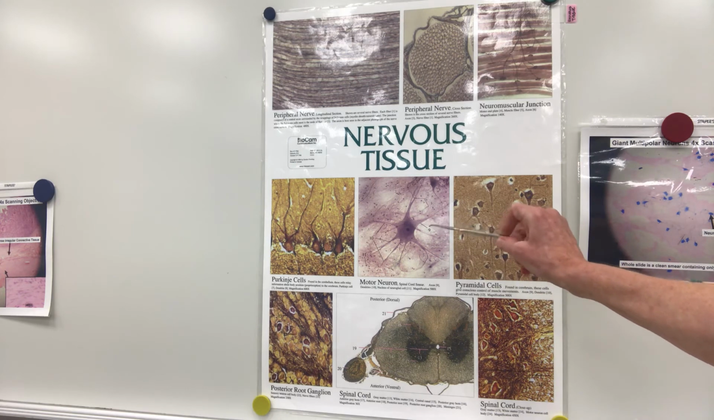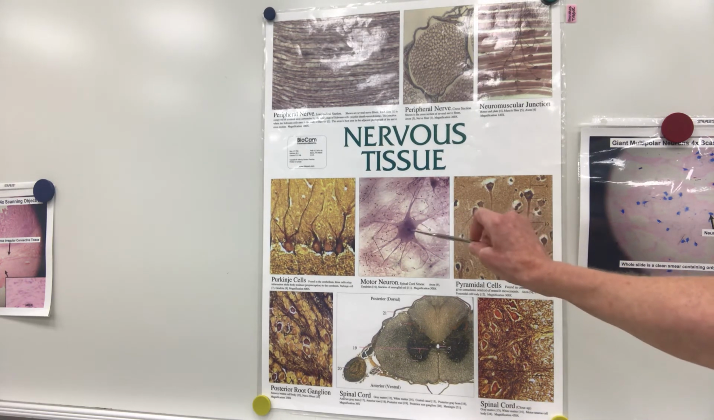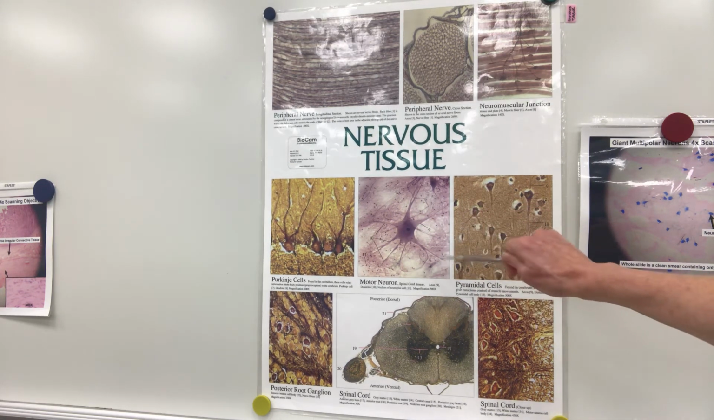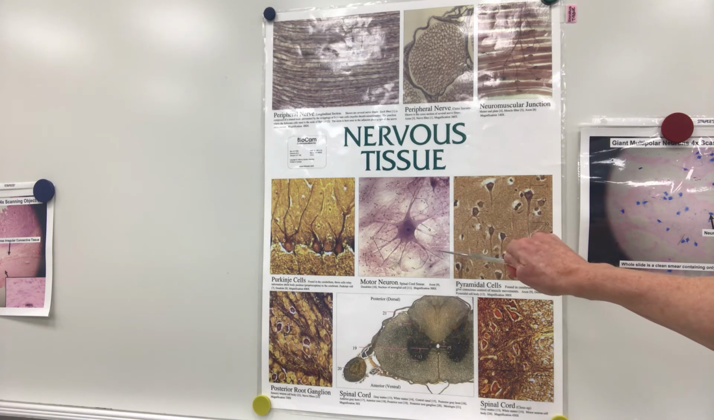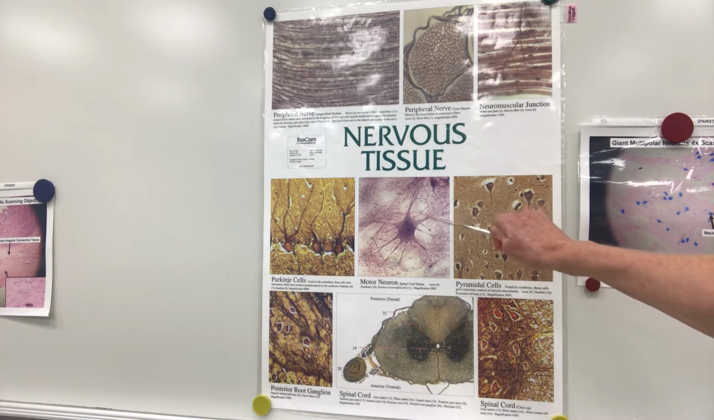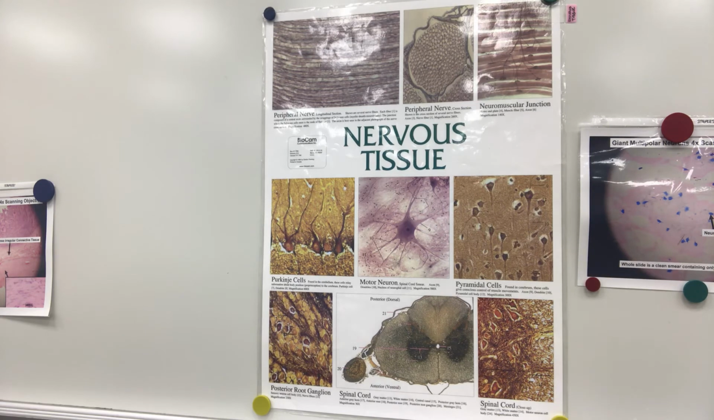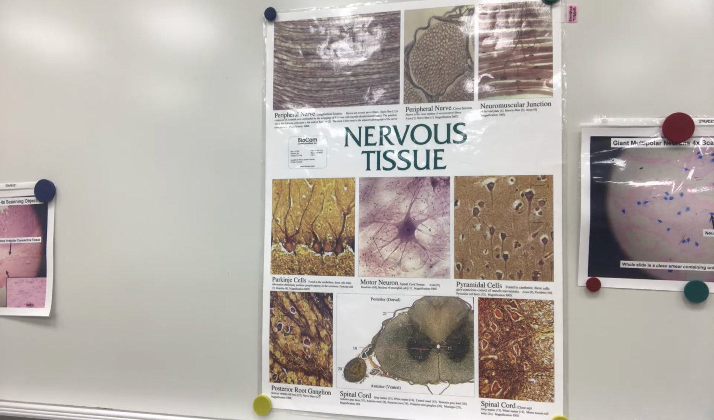And then you will also have surrounding, and this is the cell body, you can see the nucleus very nicely. Surrounding it, you will see a number of little dots. These are little neuroglial cells. These are the support cells of the nervous system, and they will work to support the neuron.